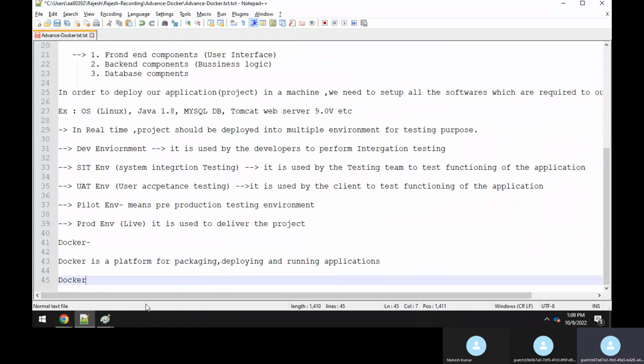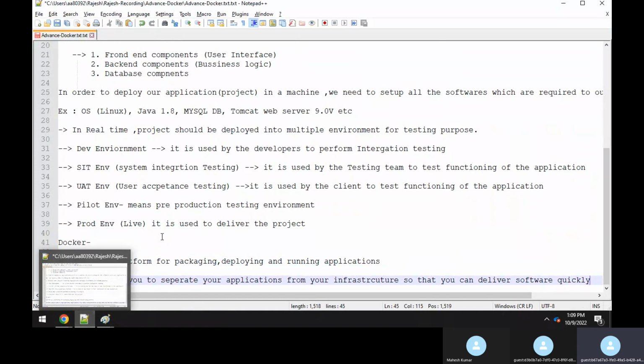So Docker enables you to separate your application from your infrastructure, so that you can deliver the software very quickly. It separates it from the infra so that you can deliver it.